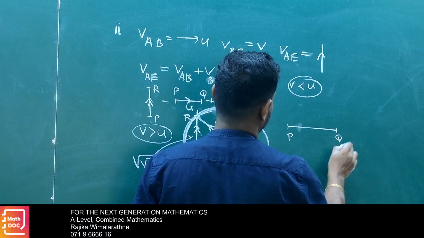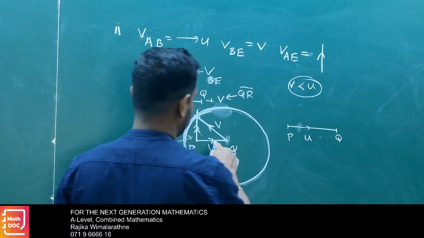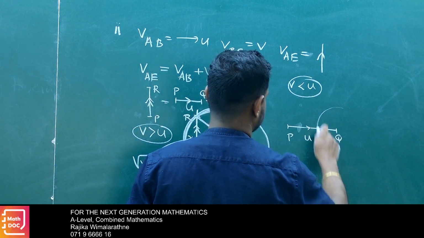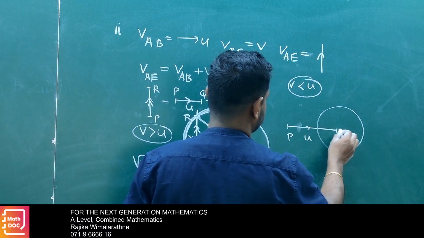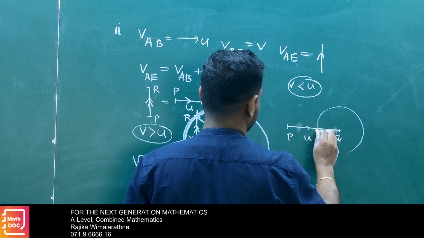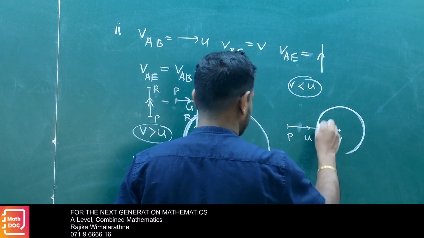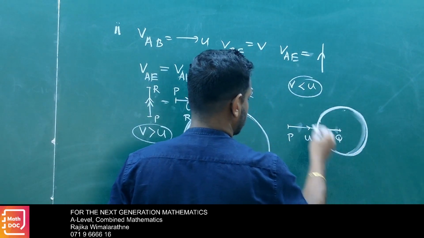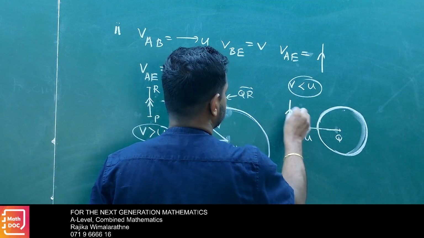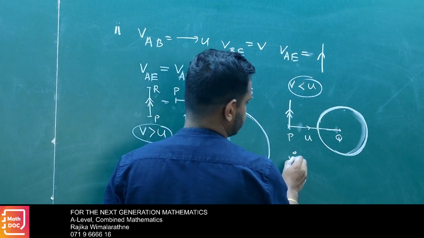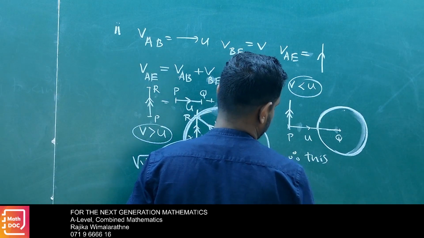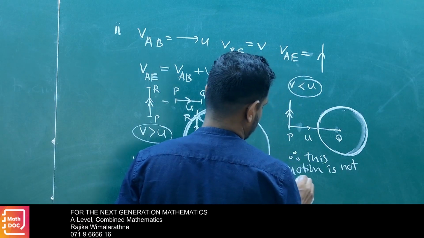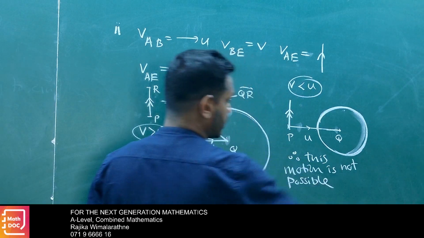For this case, sketch PQ. Here PQ, U, QR, V radius circle, V magnitude less than U. No? Then here the circle is something like this. Q center circle. Then PR this way. Then we can't find a common R point. Therefore, this motion is not possible.